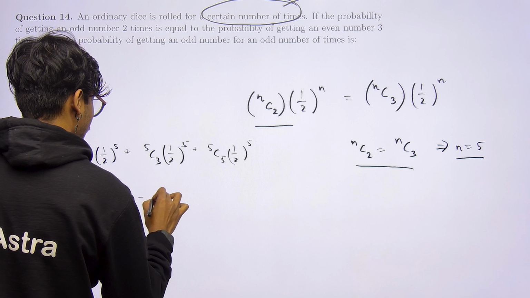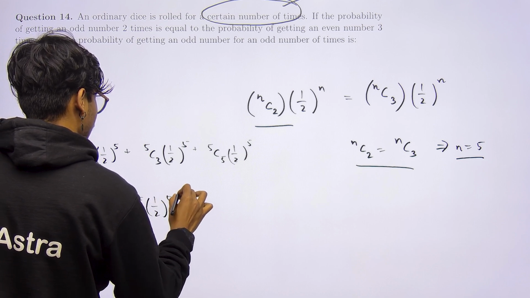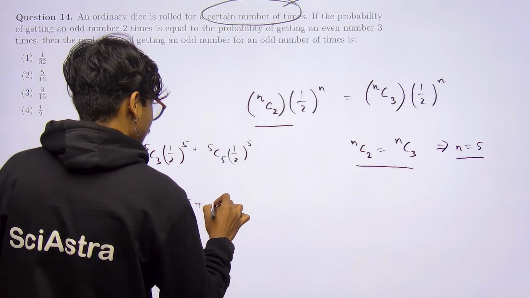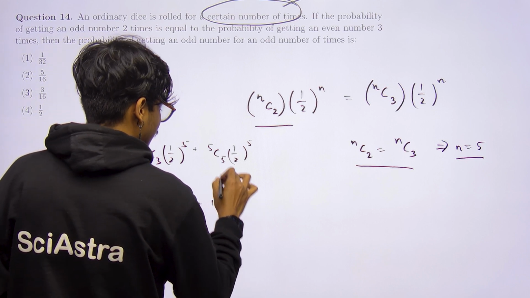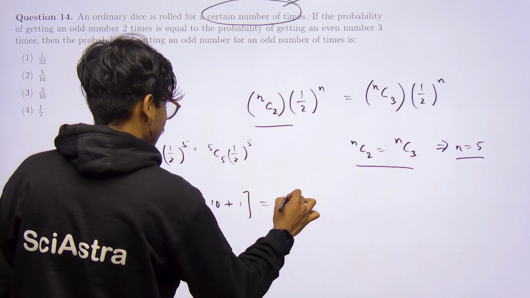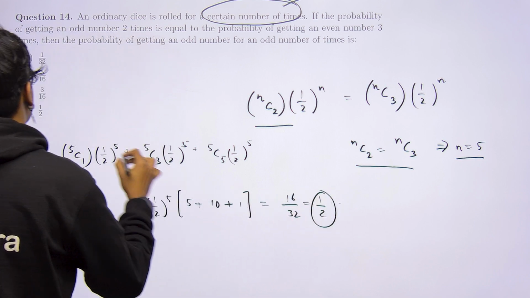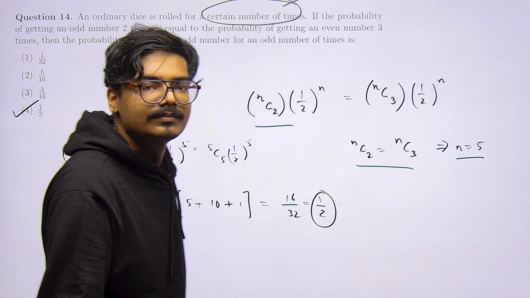So you can take this half to the power 5 common. You'll be left with 5, plus 5 choose 3, which is basically 5 choose 2, which is 5 into 4 by 2, so that should be 10, plus 1, right? So that's 16 divided by 32. That's half. So the right answer for this is half, which is option 4, right?